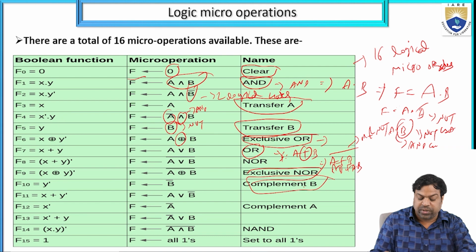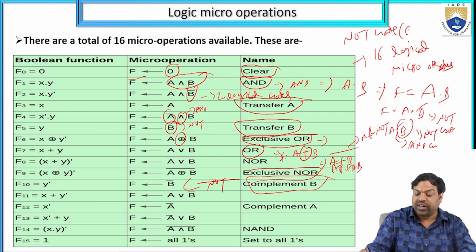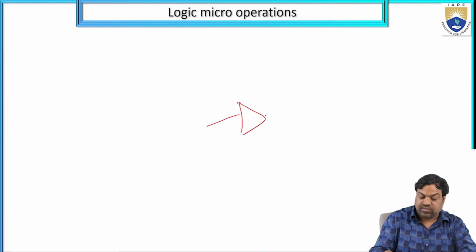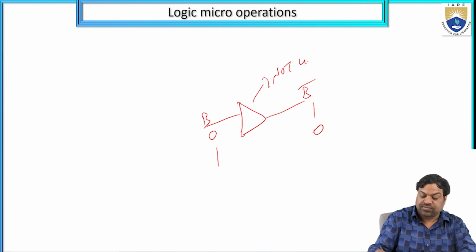So it is a complement of B. Complement of B means here I am using a NOT gate on B. So suppose here it is a NOT gate. What is the answer? B bar. Here I am taking 0. What is the answer? 1. I am giving 1. What is the answer? 0. So it is called a NOT gate.